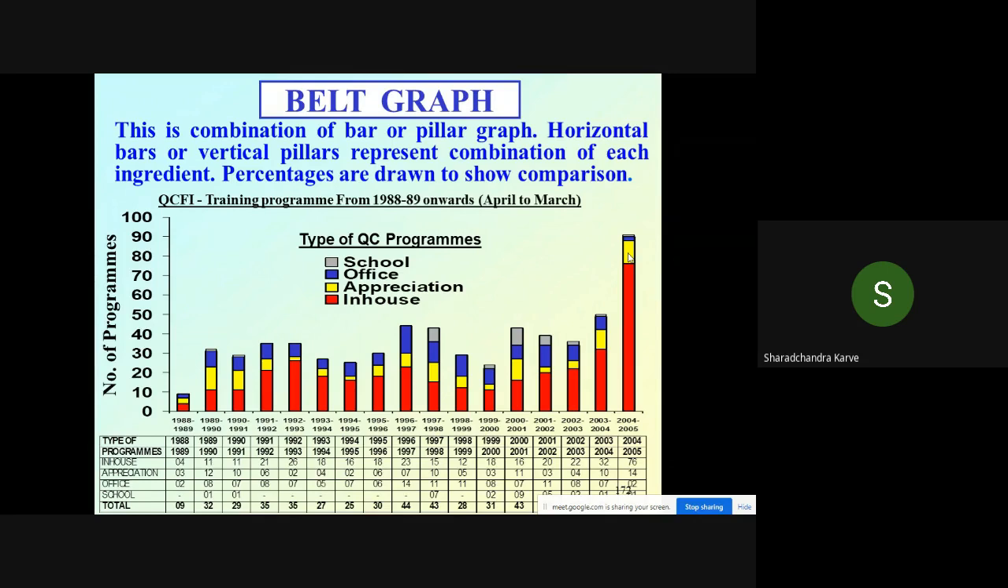So basically it is a stratification of the data. Based on that, you can conclude or take a judgment on what has increased, what has reduced, etc. This is what is called a belt type of graph. Next.